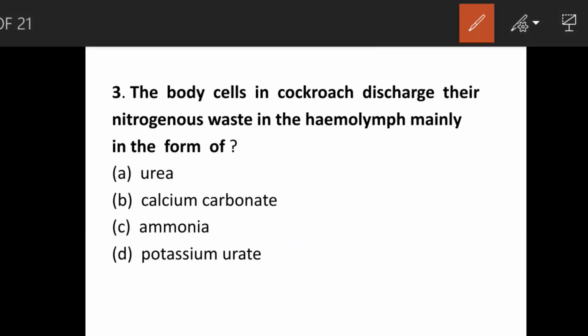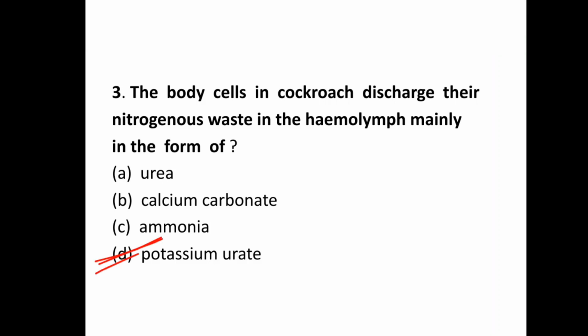Next question we have, the body cells in cockroach discharge their nitrogenous waste in hemolymph mainly in the form of, options are urea, calcium carbonate, ammonia, potassium urate. Students, comment your answer. So the right answer to this question is option D, potassium urate. In cockroach, malpighian tubules extract metabolic waste like potassium and sodium urate, water and carbon dioxide from the blood. In malpighian tubules, bicarbonate of potassium and sodium and water and uric acid are formed.